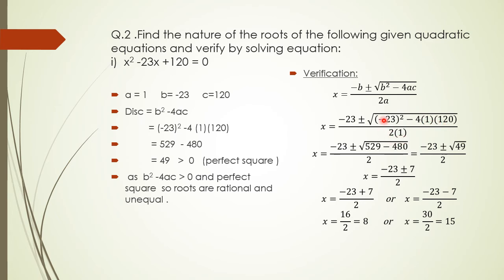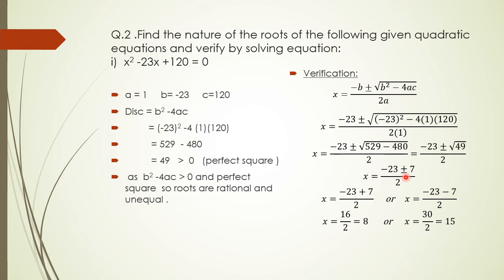Now again the square of minus 23 is 529, and 4 multiplied by 120 gives us 480. So x is equal to minus 23 plus minus under the root 529 minus 480 over 2. Further, it's equal to minus 23 plus minus under the root 49 over 2. 49 is a perfect square of 7. So x is equal to minus 23 plus minus 7 over 2.